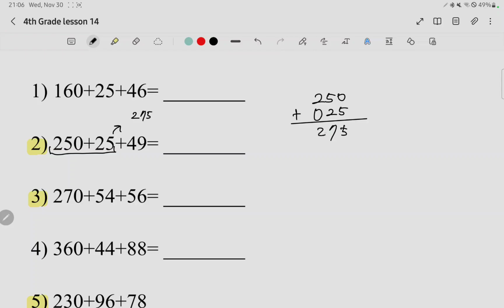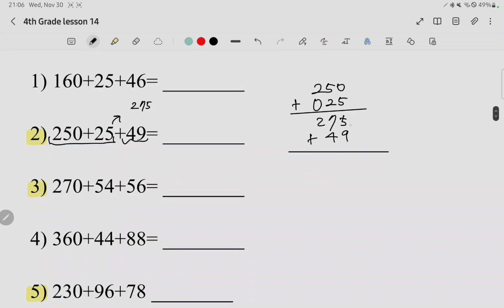And now what you have to do is to add the last term. So same as always, write it right underneath. So 5 plus 9 is 14. 1 goes up. 1 plus 7 plus 4 is 12. So 1 goes up again. And 1 plus 2 plus 0 is 3. So number 2 will become 324.